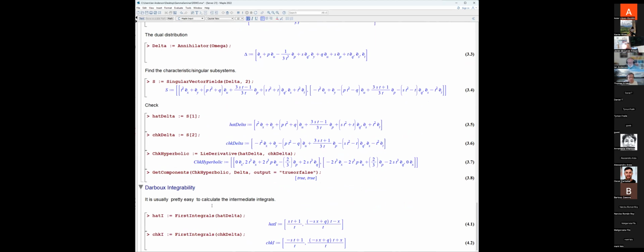Well, we want to calculate, let's do this. Let me open up some room here. Oops. Let me do a derived flag of hat delta.